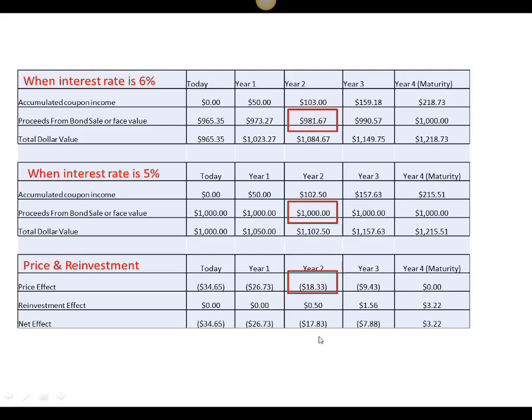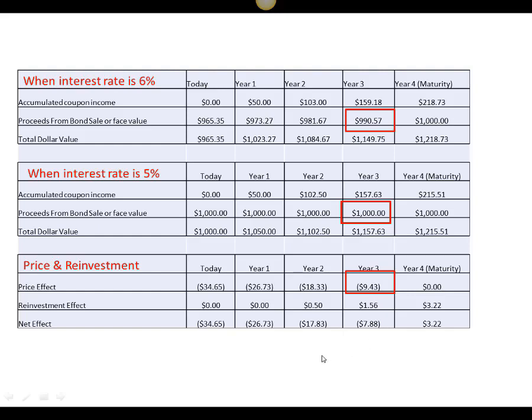What if we wait an additional year? So we wait until year 3 to sell the bond. We would have gained interest of a total of $159.18 when the interest rate is 6%, $157.63 when the interest rate is 5%, for an additional $1.56 in interest income. What about the price effect? We can sell the bond for $990.57 when the interest rate is 6%, $1,000 when the interest rate is 5%. So our price loss, if we hold the bond for 3 years, is only $9.43. Again, that is partially offset by the reinvestment effect of investing the coupons at a higher interest rate, for a net loss of $7.88.